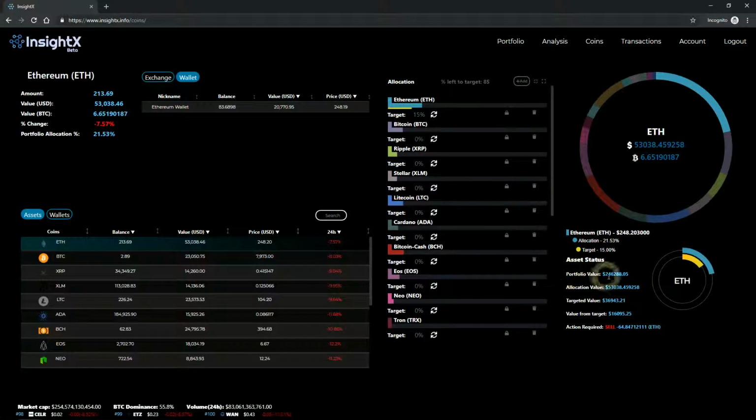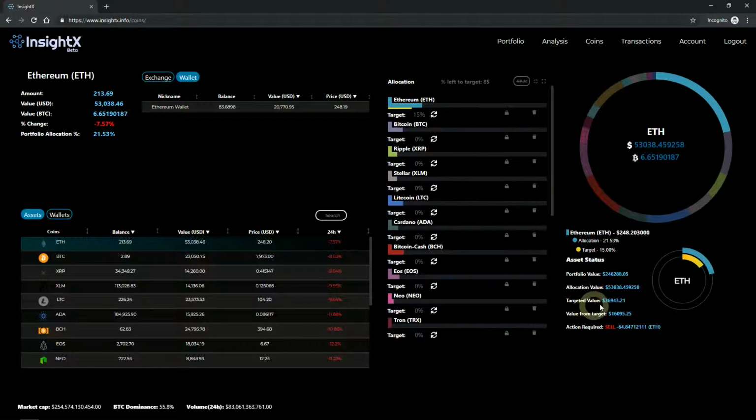What this is telling us is our total portfolio value is $246,000. The allocation value that Ethereum is holding right now is a little over 53,000, and we're wanting to target a value of almost 37,000. That means the value from our target is that we are over by $16,000 from what we're wanting to target. So we have a little bit of surplus of Ethereum. The action we would need to take currently is to go and sell 64.84 Ethereum on the exchange.